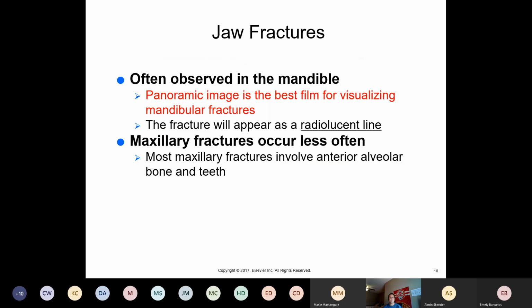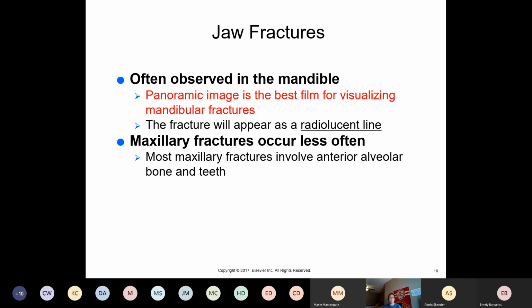Okay, so jaw fractures. These obviously are more observed in the mandible, and I believe jaw fractures are more from physical fights where people get knocked in the jaw, or if they work around horses, say for instance, and get kicked in the jaw or things like that. So they're going to be more commonly seen in the mandible, and a panoramic image is going to be the best for visualizing these. Again, a fracture, if we're able to see it, is going to look like a radiolucent or dark line. Maxillary fractures are seen less often.